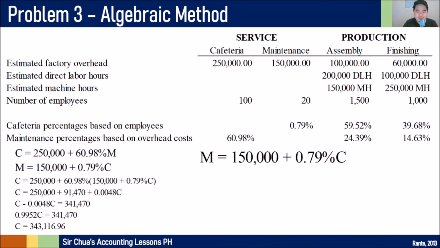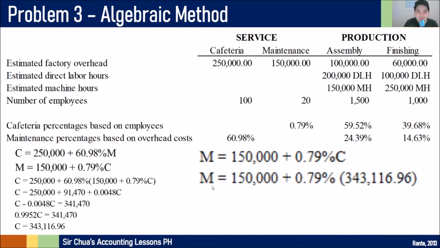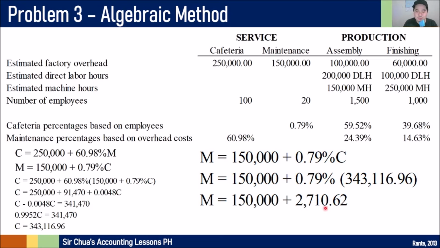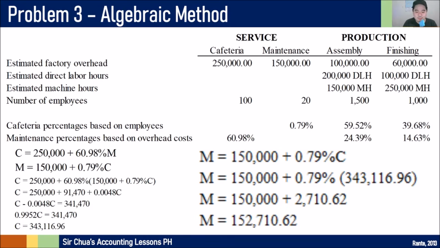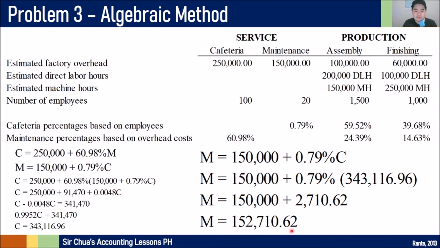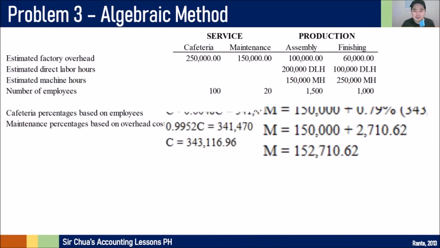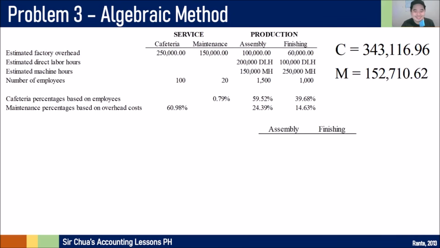Okay? So, ngayon po, ang M cost natin is 150 plus 0.79C. Wala na tayong problema kasi meron ka ng C. So, M is equals to 150,000 plus 0.79 multiplied by 343,116.96. Okay? So, you just multiply that, 150,000 plus 2,710.62. Your M cost is now 152,710.62. Now, if you already have the C and you already have the M, we are now ready to allocate. Okay? So, ganun din po, assembly and finishing.